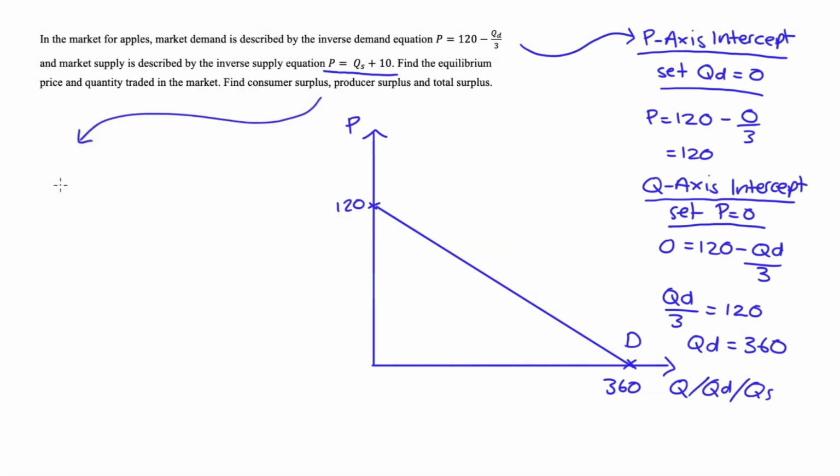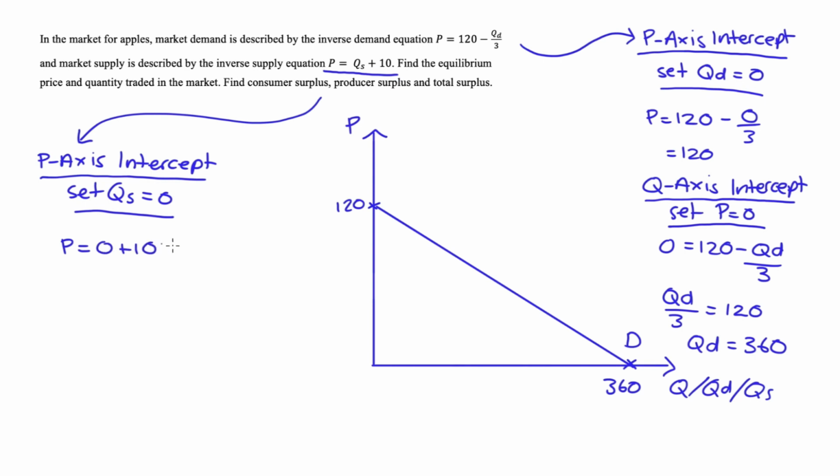So I can just start by checking that price axis intercept. And if I set that quantity supplied variable equal to 0, I get P is equal to 0 plus 10, which is just equal to 10. So that's positive. It's about there. And I don't have to check my quantity axis intercept because I just know that my supply curve will come through that point there.